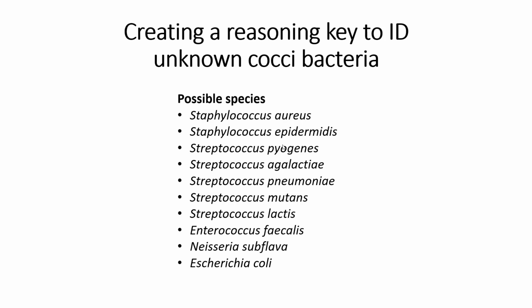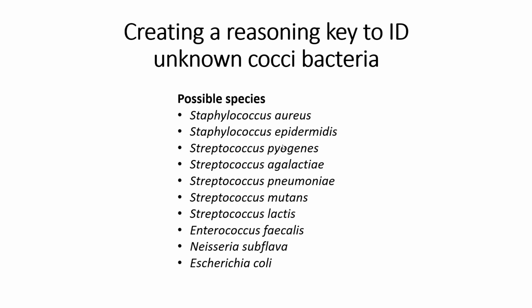So we went through a whole bunch of different tests. And one of the things that should be clear is that these tests can be used to differentiate between closely related species. So one way to basically come up with a system to help you identify some unknown bacteria is to create what is known as a reasoning key. So let's say that I give you an unknown culture of a bacteria and it happens to be one of these species, and your goal is to identify it.